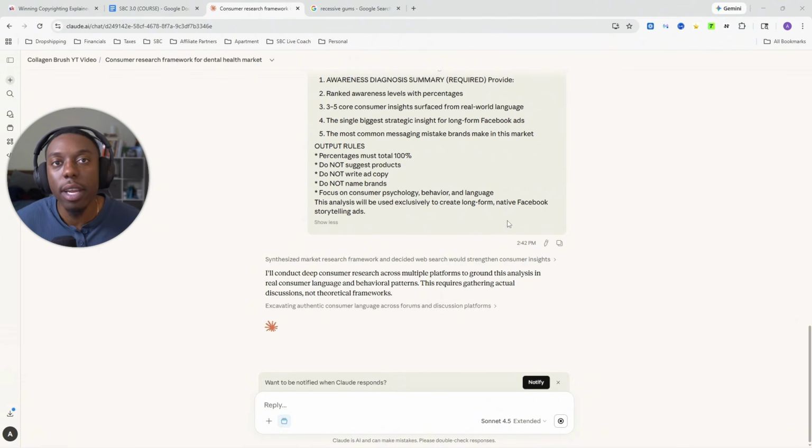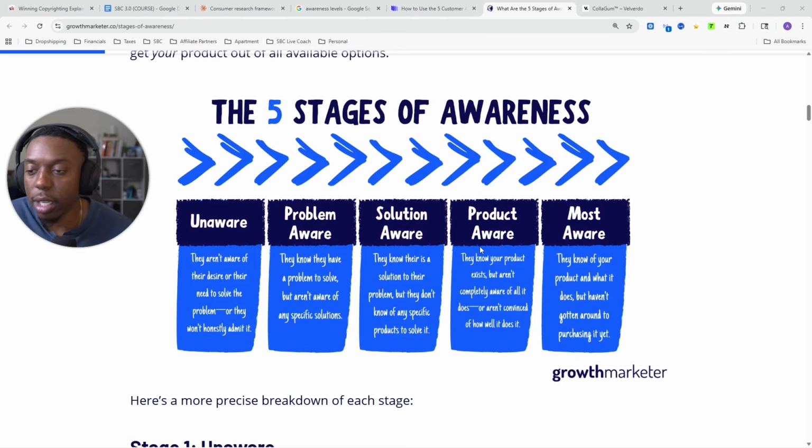When we talk about awareness levels, we need to understand what the awareness level of the general market is for this product. Awareness levels basically help us understand how we can speak to our target audience based off the knowledge they generally have about this product. The unaware market is the people that are not even aware of the desire or the need to solve the problem, or they won't admit it. Basically, these people have a problem, but they aren't even fully aware of it yet.